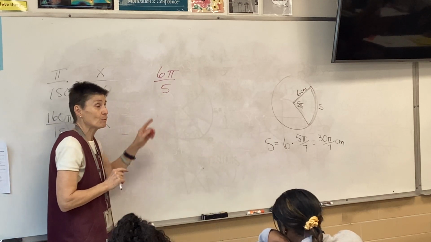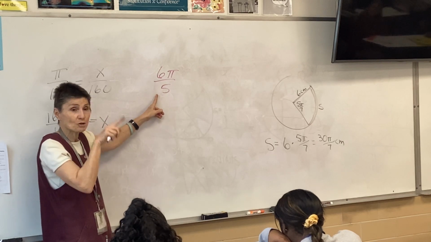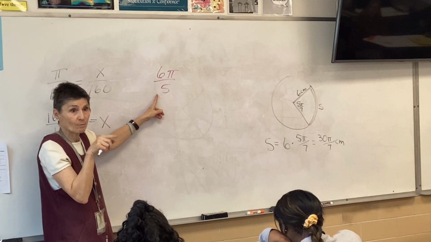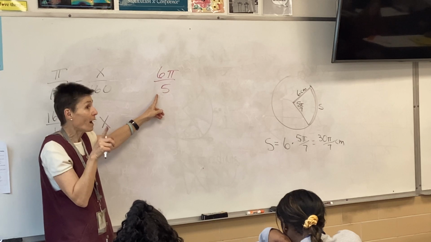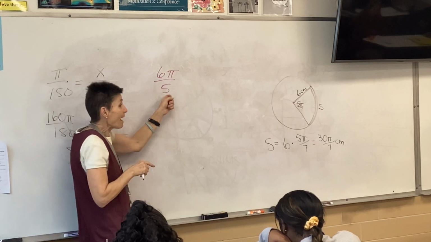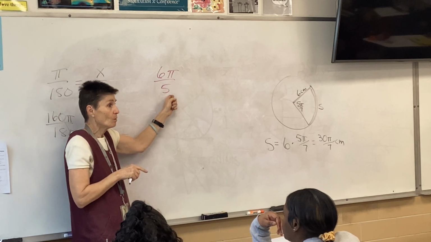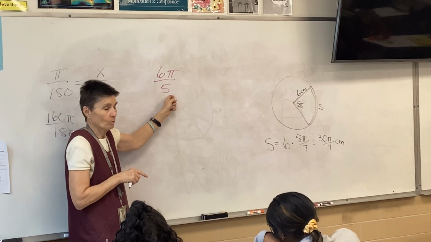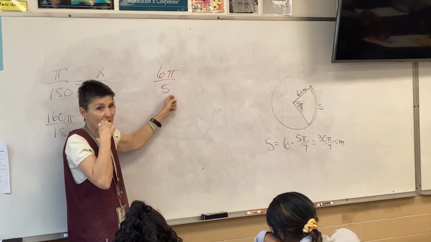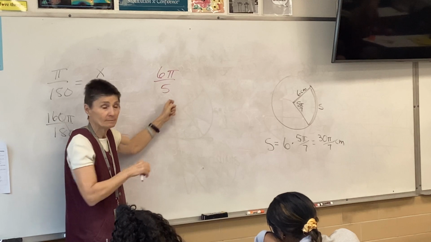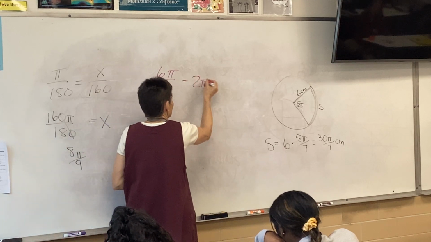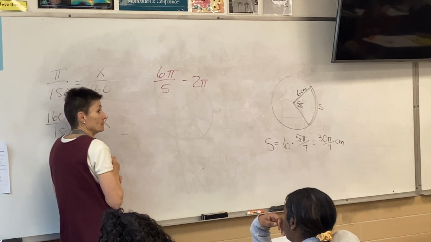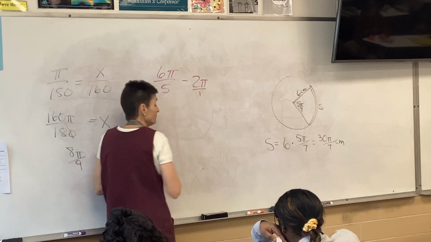Now, in radians, how much did you say a revolution was? You already told me. A revolution is 2 pi. If I add 2 pi to this, will it be negative? No. So to make it negative, I'm going to have to subtract 2 pi. And that's 2 pi over 1.